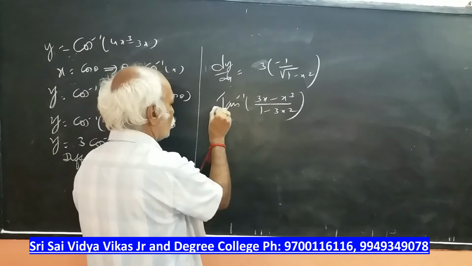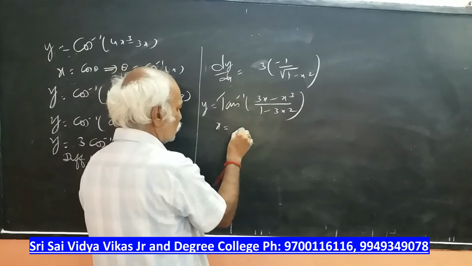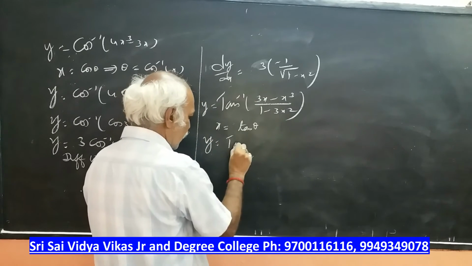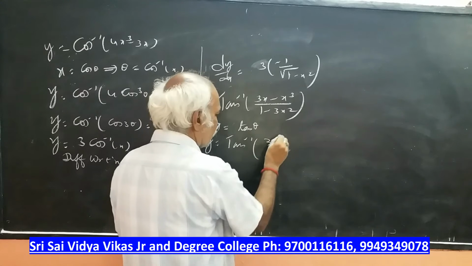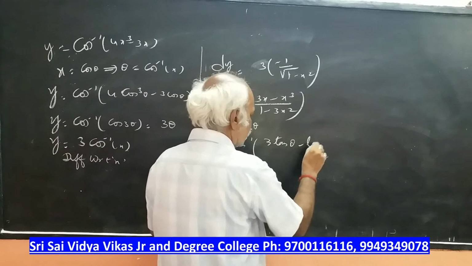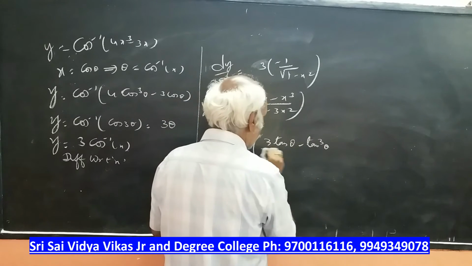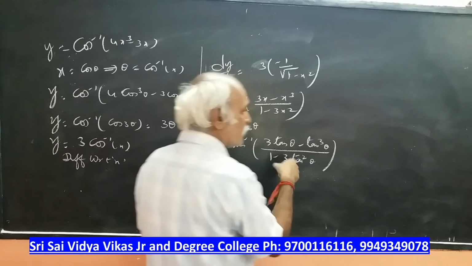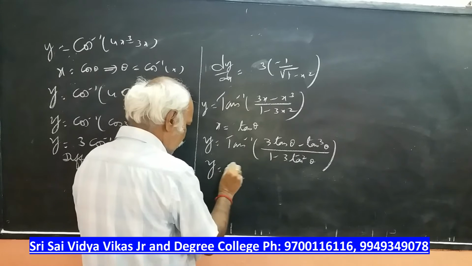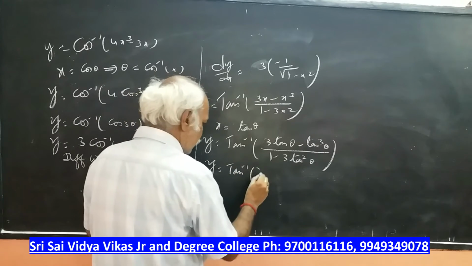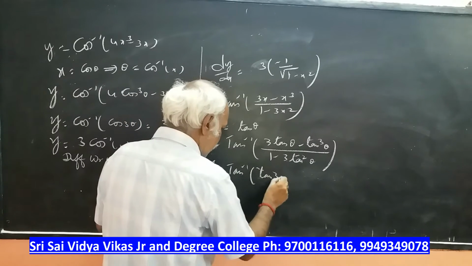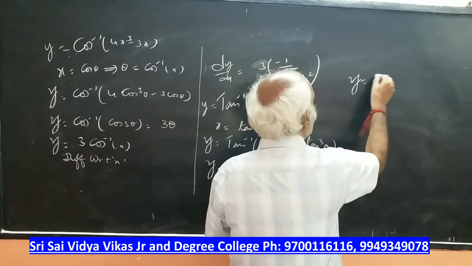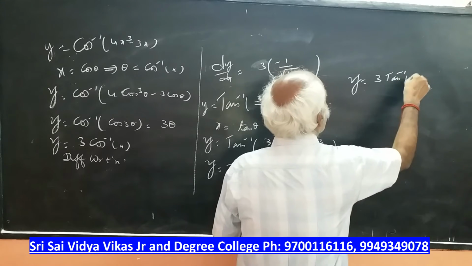Call it y. Put x is equal to tan theta. So what will happen? y is equal to tan inverse of 3 tan theta minus tan cube theta by 1 minus 3 tan square theta, which is the tan 3 theta formula. tan 3 theta, which is 3 theta.